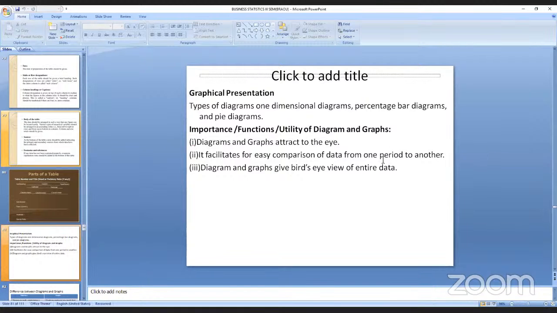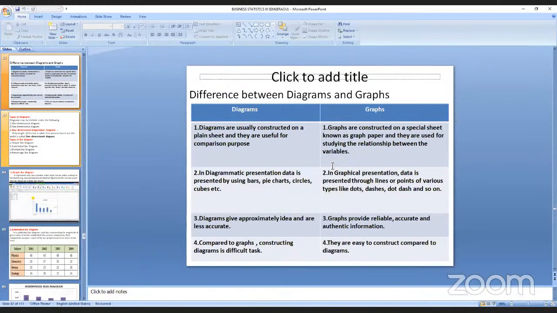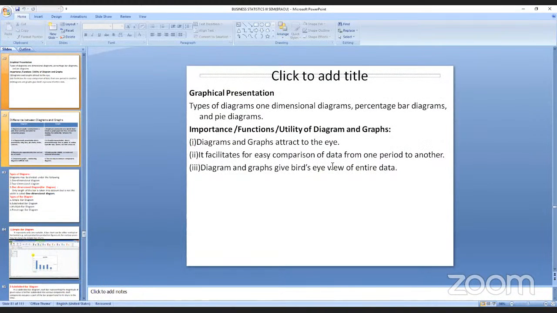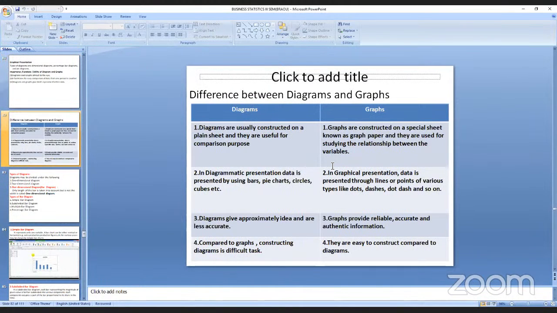Take this screenshot, ma. Graphical presentation. Clear? Now, next. Now you will be telling me the explanation about the diagram and the graph.